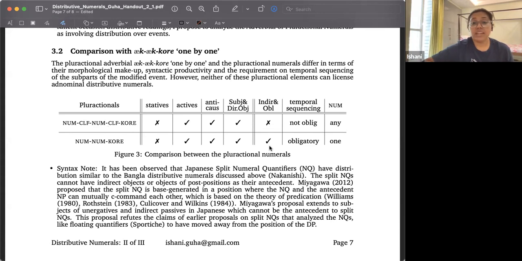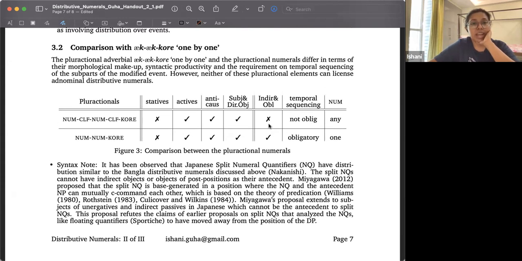Whereas Aket Kore is very productive. It goes with everything, from direct object to oblique object and to subject. Very fluid, very fluent and productive. So that is a major syntactic difference between Akjon Kore and Aket Kore.